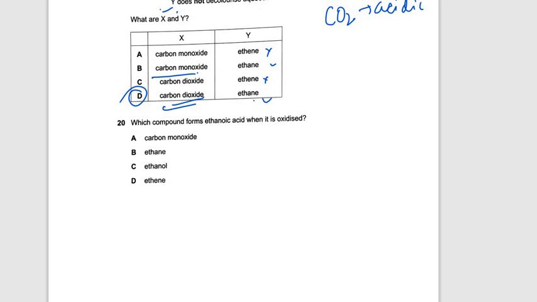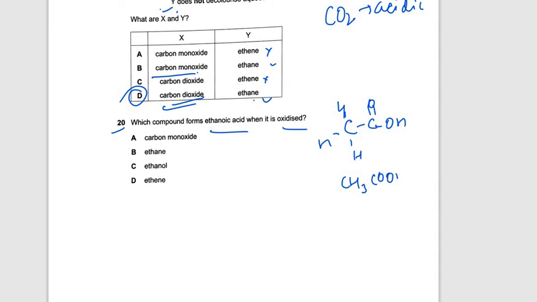Now this is the last question, 20. Which compound forms ethanoic acid when it is oxidized? What is the formula of ethanoic acid? It's from ethanol. Eth means carbon number 2. So CH3COOH, this is ethanoic acid. It will be produced by ethanol, because ethanol is what? C2H5OH. When you oxidize ethanol, you will get ethanoic acid. So option number C is correct.